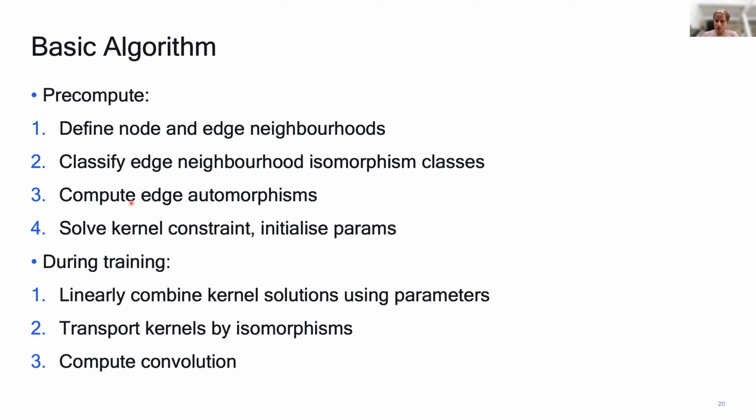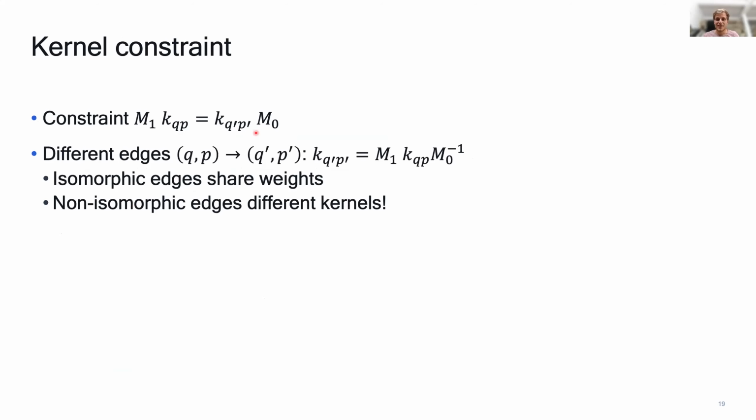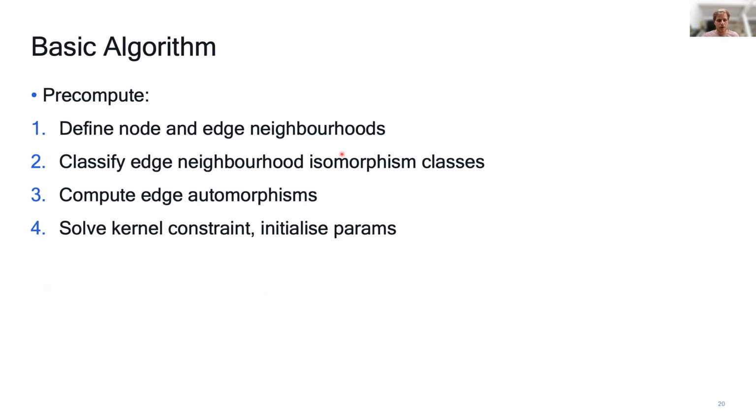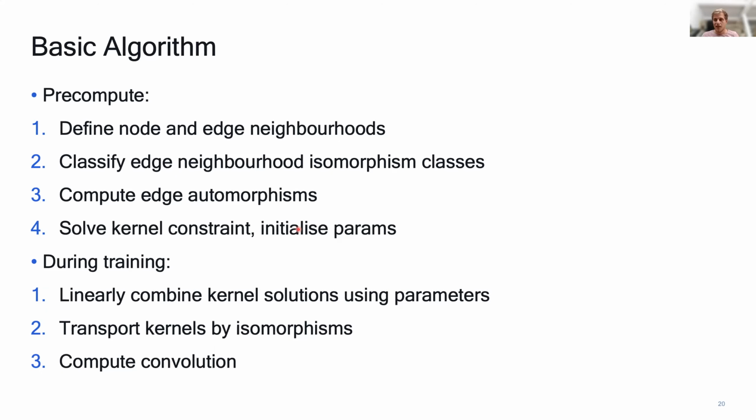And during training, we linearly combine these solutions to the linear equation with learnable parameters. Then we transport the kernel within each isomorphism class because they need to share weights and they are related by this equation. All edges that are isomorphic, so we can transport the edge kernels within the class of isomorphic edges. And then we can do that to compute the messages, aggregate, and have the convolutional output.